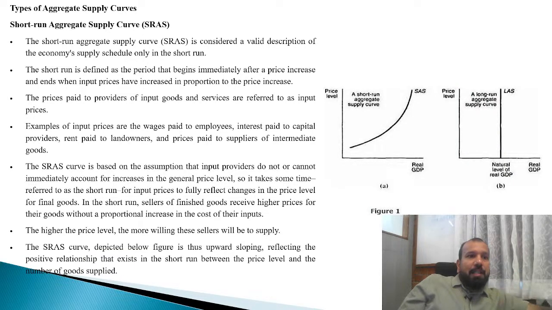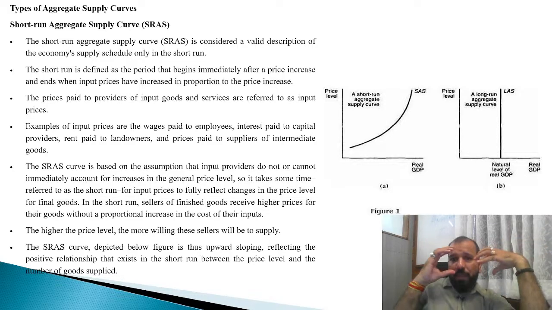So this is again short term aggregate supply. Short term aggregate supply is considered a valid description of the economy's supply schedule only in the short term. The supply curve holds only in the short term. The short term is defined as a period that begins immediately after a price increase and ends when input prices have increased in the proportion that the prices increased. Prices paid to providers of input goods and services are referred to as input prices. Examples of input prices are the wages paid to employees, interest paid to capital providers, and rent paid to landowners.